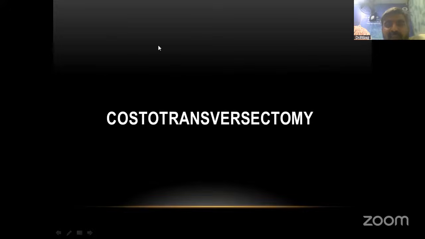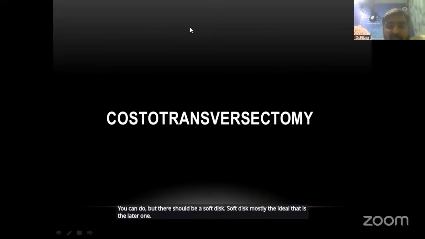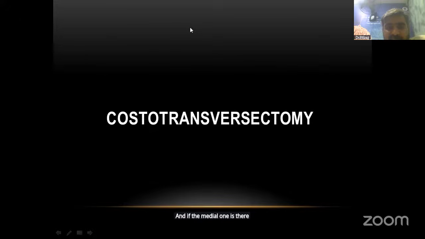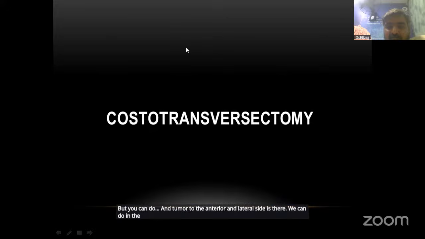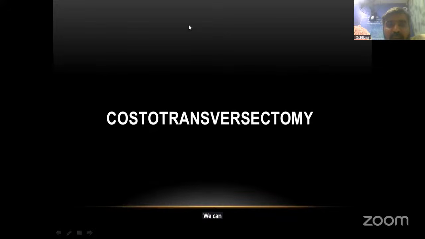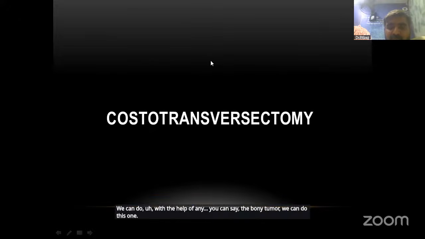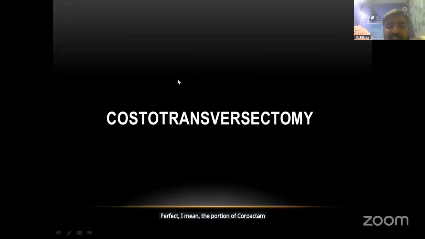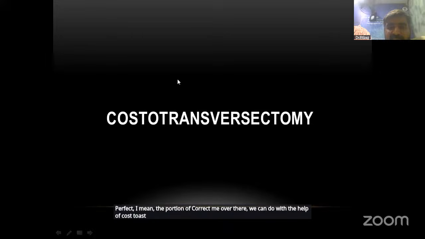You can do it, but there should be a soft disc. Mostly the ideal is the lateral soft disc, and if it is medial, there is some difficulty. But you can do it for a tumor on the anterior and lateral side. In TB spine, we can take a biopsy through this. We can do it for a bony tumor. Some portion of corpectomy we can also do with the help of costotransversectomy. So these are some indications.